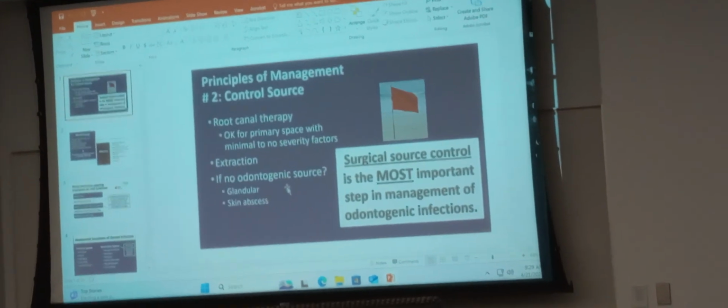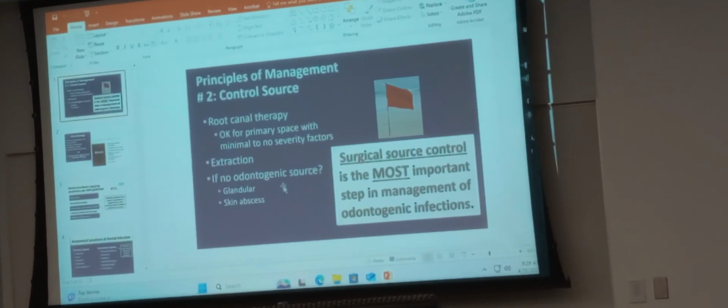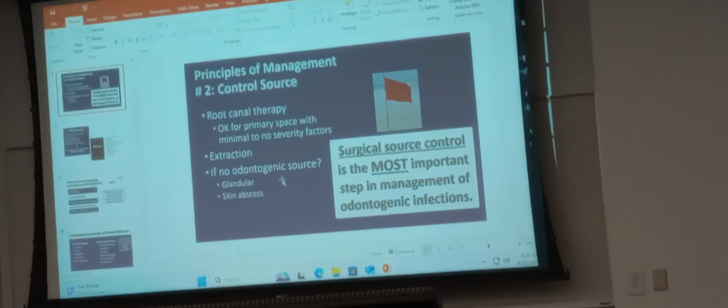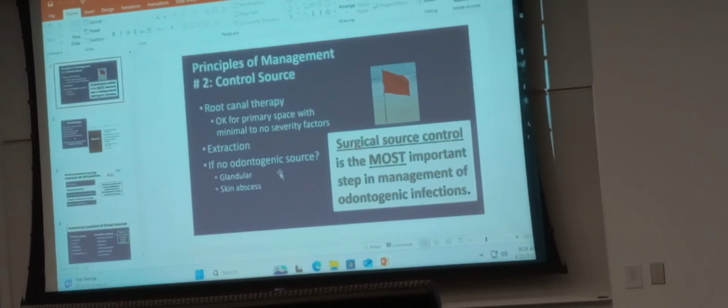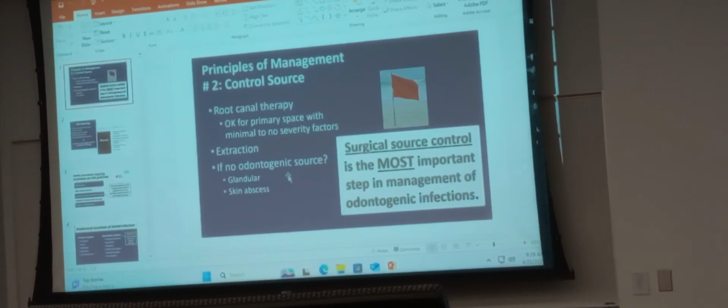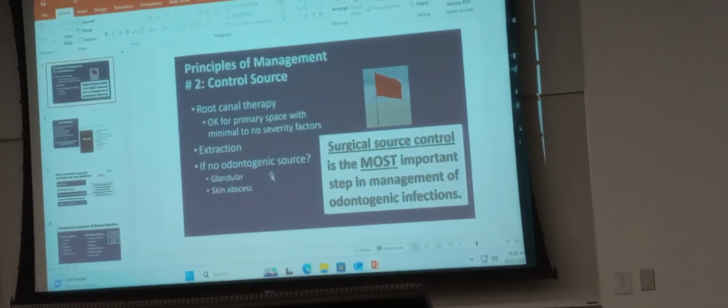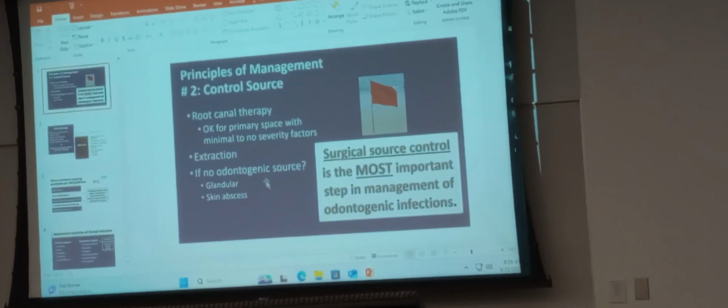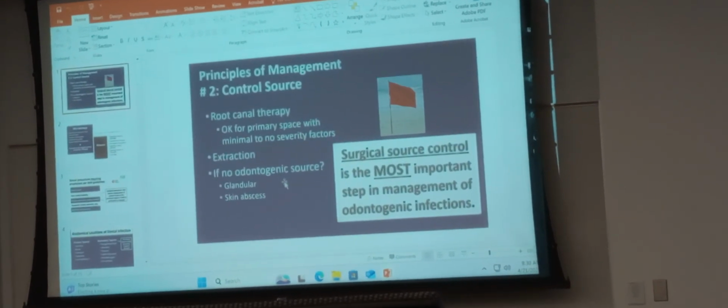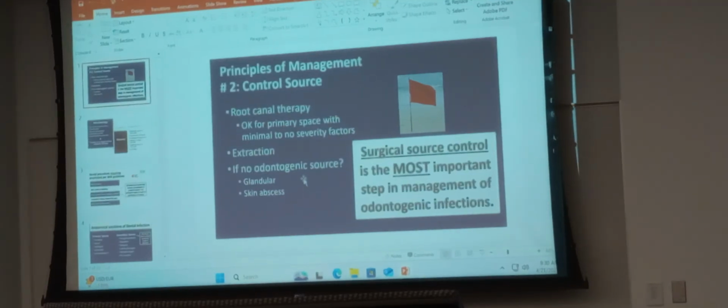What's the most critical step in management of infections? Through everything, if you don't get that tooth out, that's very important. That's the key thing here. Your antibiotics, medical management is a band-aid. Unless you have the tooth out, you're not going to cure the infection. So that's the most critical step.